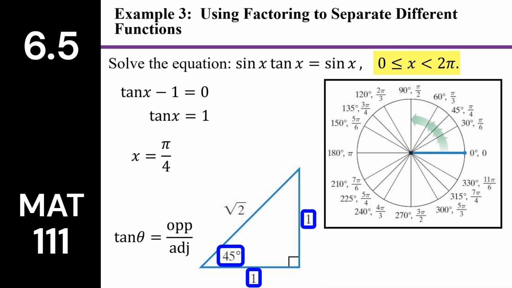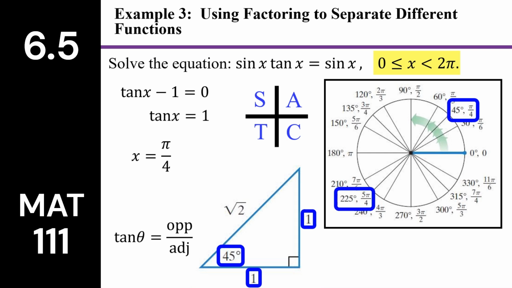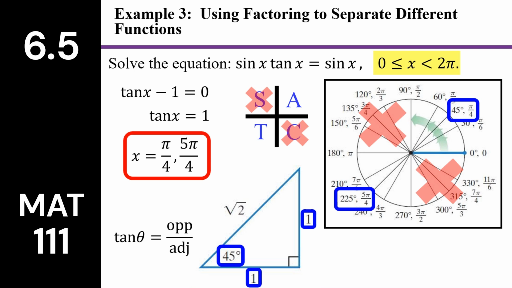Of course, we have to look for solutions across the entire interval from 0 to 2 pi. And so we'll think about All Students Take Calculus to help us look for where the tangent is positive, because our tangent of x equals a positive 1. So that occurs in the first quadrant, and it'll also occur in the third quadrant. And those two values are pi over 4 and 5 pi over 4. The tangent's negative in the second and fourth quadrants, so there are no solutions in those quadrants.